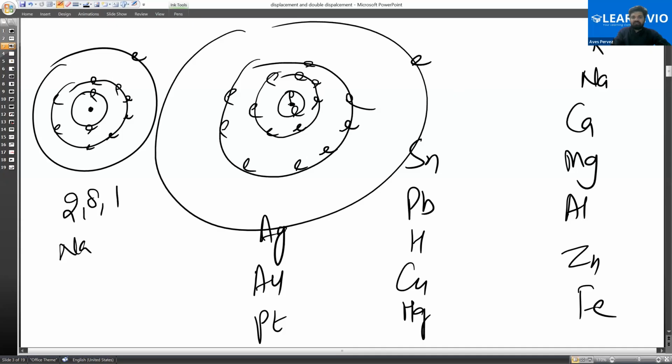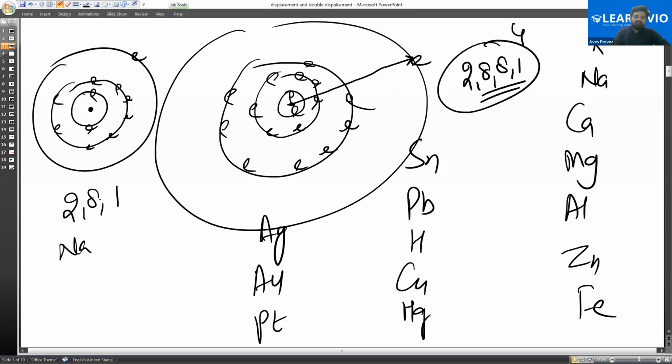If you notice this, the size of potassium is larger because of an extra shell, because it has 2, 8, 8, 1. It has 4 shells. Sodium is 2, 8, 1, it has 3 shells, 3 orbits. Because of that, the size of sodium is smaller than the size of potassium. Both will lose only 1 electron, but the outermost shell of potassium is farther away than that of sodium. This distance is more as compared to this distance.